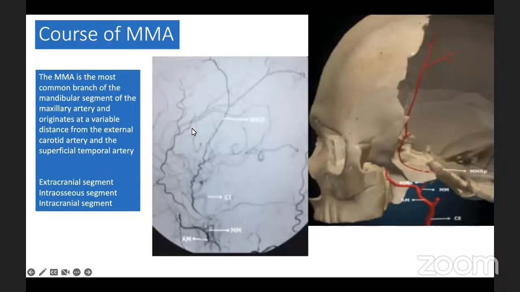Coming to the course of the MMA, it is the most common branch of the mandibular segment of the first part of the maxillary artery, and originates at a variable distance from the ECA and superficial temporal artery. There are basically three segments: extracranial, that is from the origin up to the foramen spinosum, and the more distal this is, the more oblique the course will be. Then once it enters, there is an intraosseous segment within the foramen spinosum, and then there is an intracranial segment in which it goes anteriorly and laterally over the supratemporal fossa, and this turn is characteristically seen in the DSA for identification of the MMA.